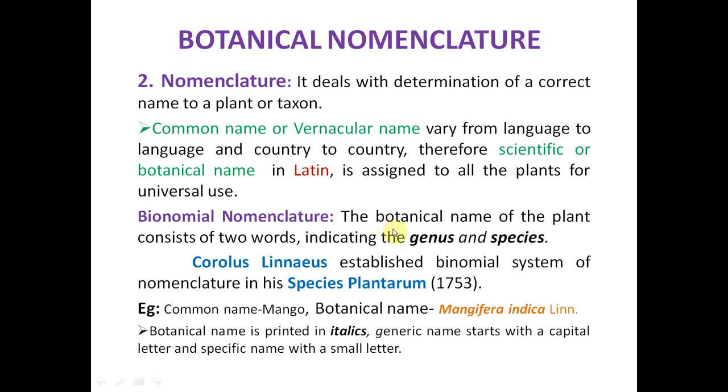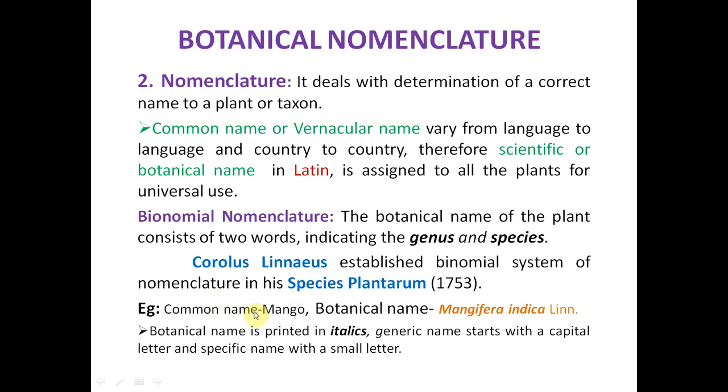Gaspard Bauhin initially proposed this binomial nomenclature, but even though Gaspard Bauhin proposed it, the credit of using binomial nomenclature goes to the father of taxonomy, Carolus Linnaeus. He established using the binomial nomenclature in his popular book called Species Plantarum. In this book, he applied the binomial nomenclature.